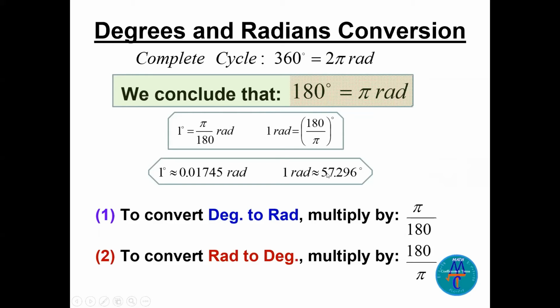It's almost 57.296 degrees. So each 1 radian is almost 57.296 degrees. So to convert degrees to radians, multiply by pi over 180. To convert radians to degrees, multiply by 180 over pi.